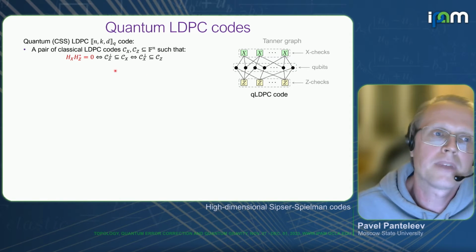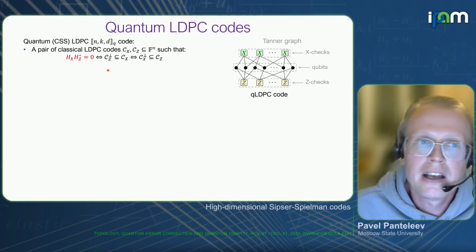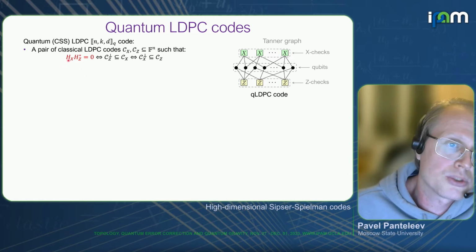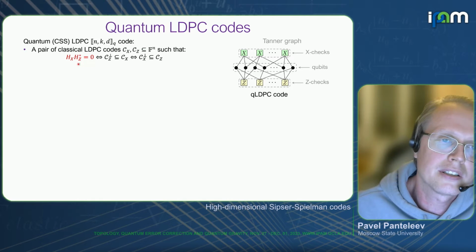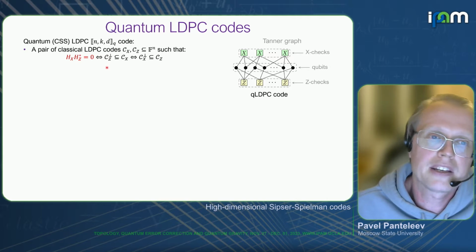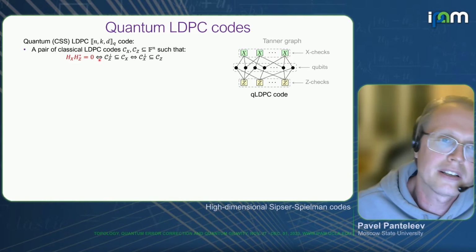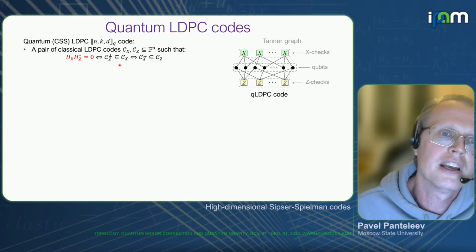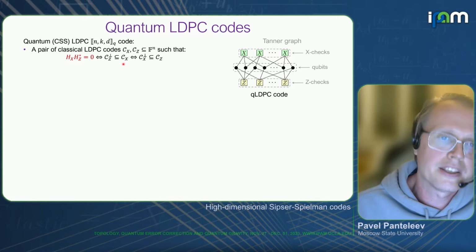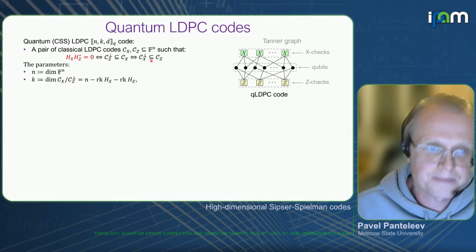As everyone knows, for a CSS code to work, we need this equation to be satisfied, which can be restated slightly differently: the orthogonal complement to the code CZ is inside the code CX and vice versa.